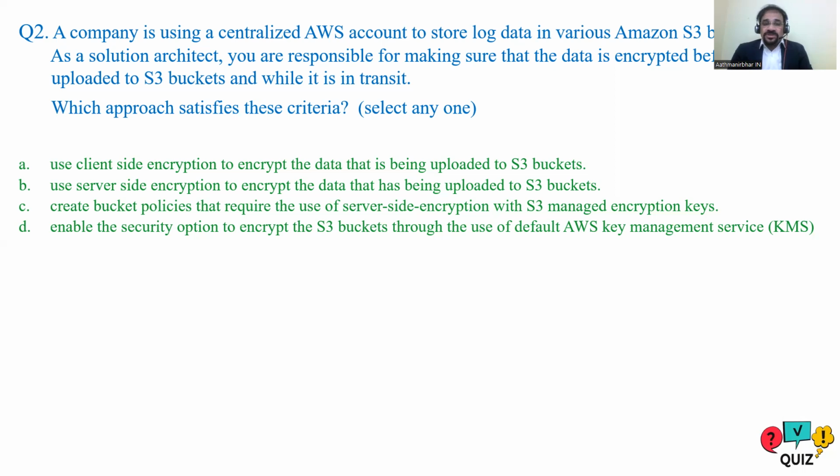We have 4 options to go with. There is one correct answer. Let us evaluate each of the answers. The first option is A, use client-side encryption to encrypt the data that is being uploaded into the S3 bucket. How does this client encryption work? Client encryption will encrypt the data before even sending the data to the S3 bucket so that the data is very much safe while it is in transit.